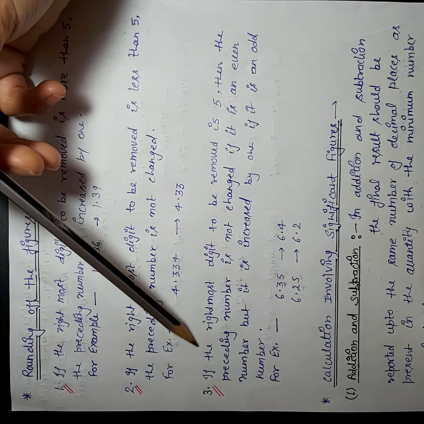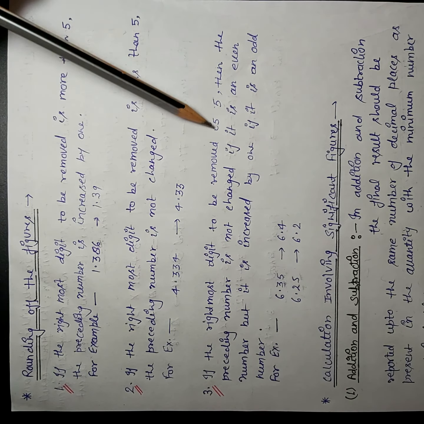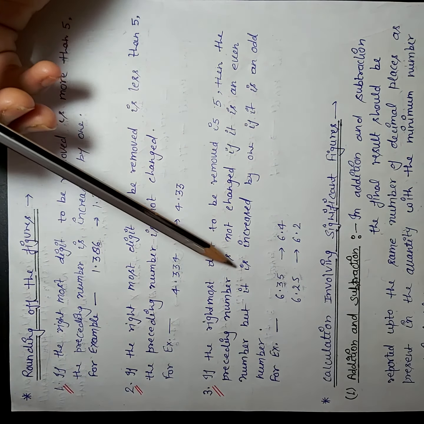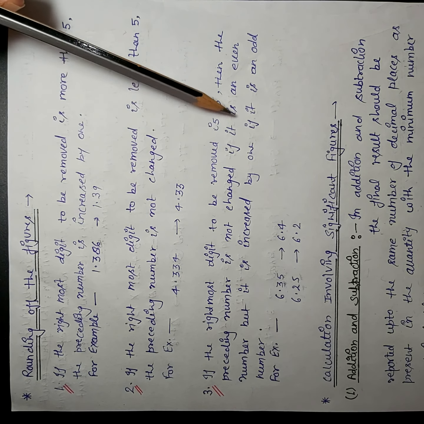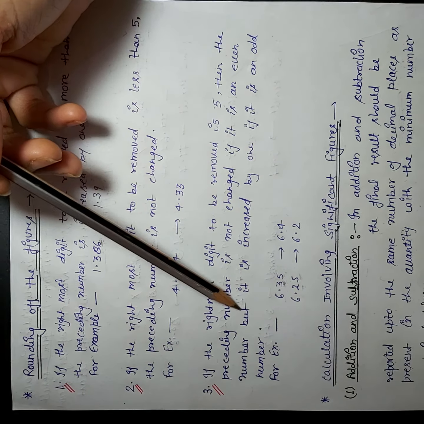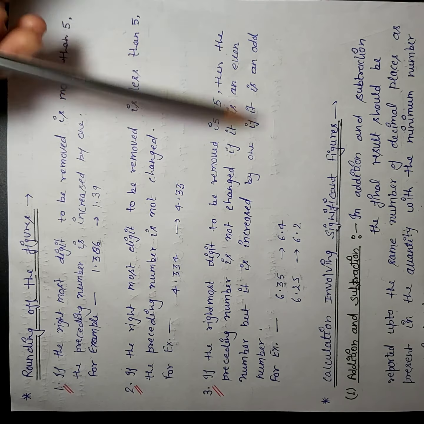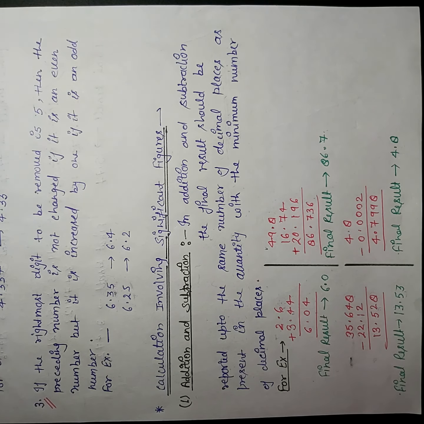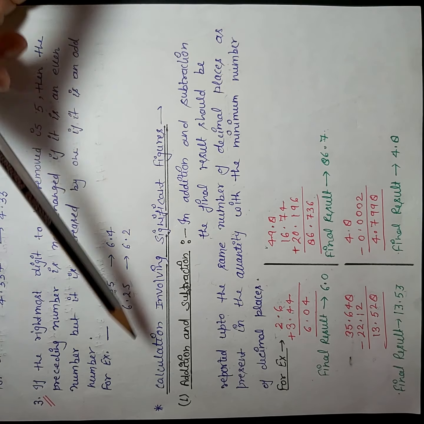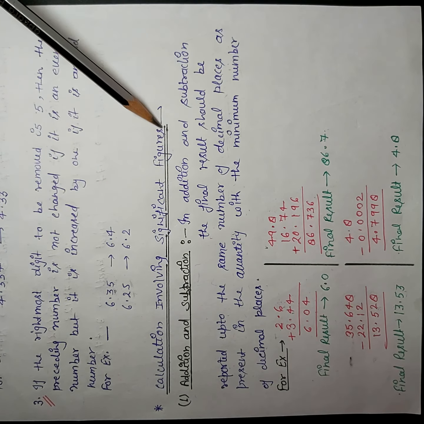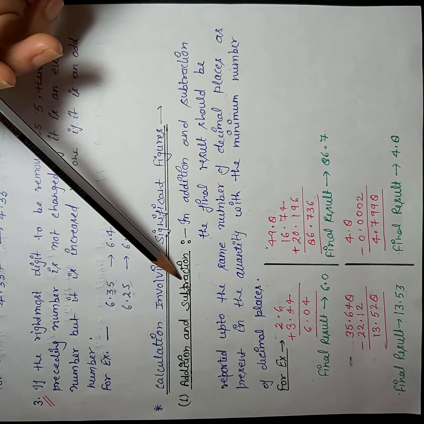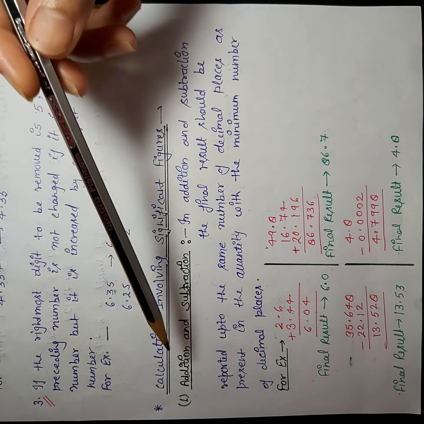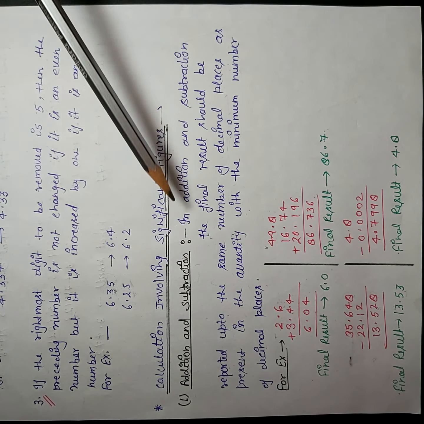Okay, so if the rightmost digit to be removed is equal to 5, then the preceding number is not changed if it is an even number, but it is increased by 1 if it is an odd number. Okay, now calculation involving significant figures, addition and subtraction. So what will happen in addition and subtraction?